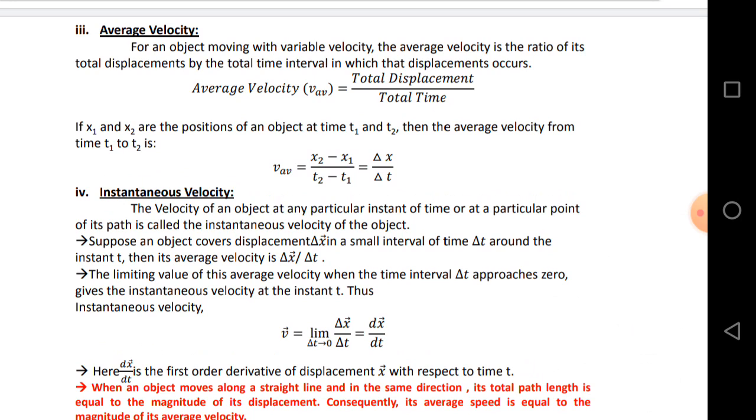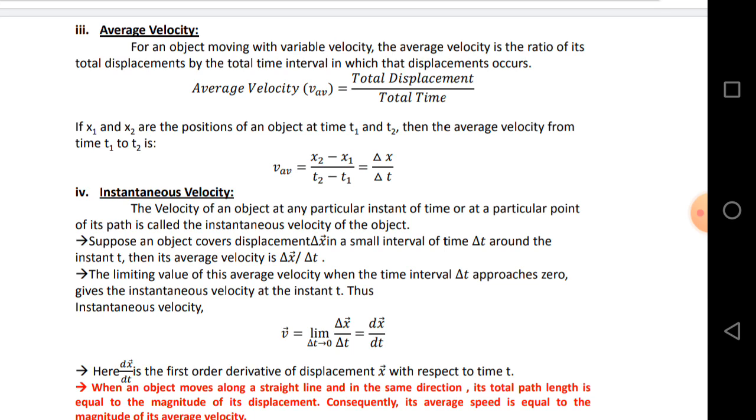Then instantaneous velocity. The velocity of an object at any particular instant of time or at a particular point of its path is called the instantaneous velocity of the object. If we are measuring the velocity of an object at any instant or at any point of its journey, then we can say that particular velocity is instantaneous velocity.